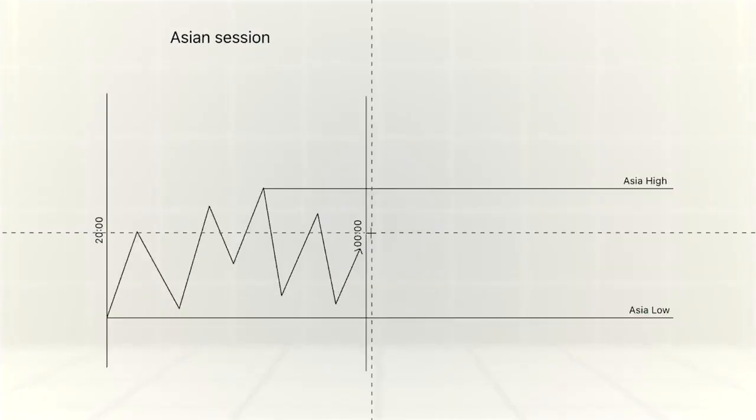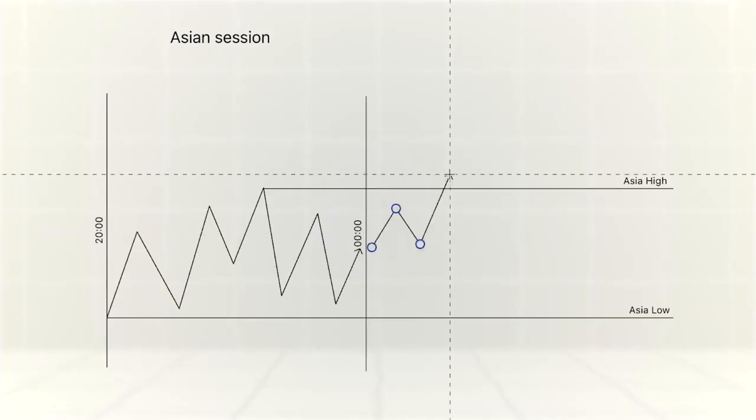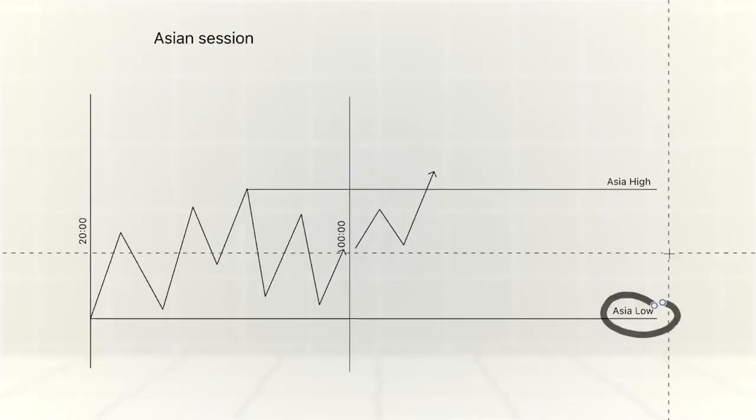In the same way, when we are looking for long positions, we want price to first sweep the Asian high. Once the Asian high is taken, our directional bias for the day becomes bullish. So after the Asian high has been swept, what are we waiting for next? We are waiting for the market to trade lower and take out the Asian low.